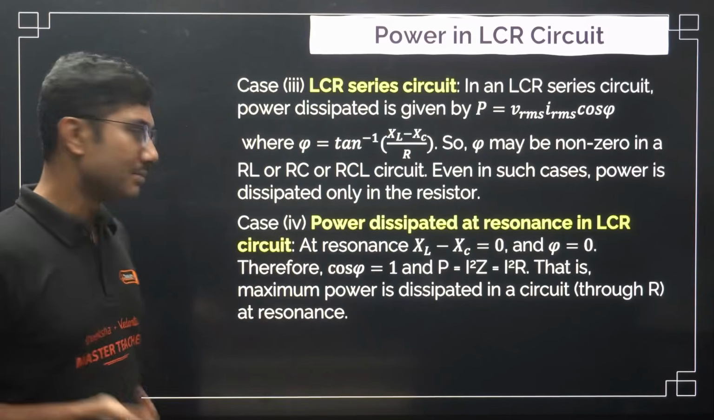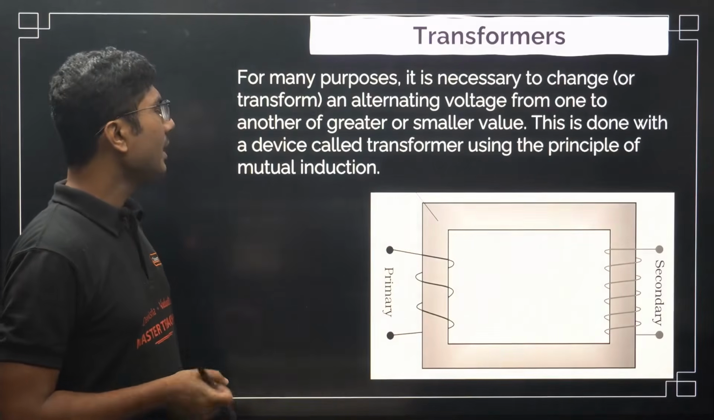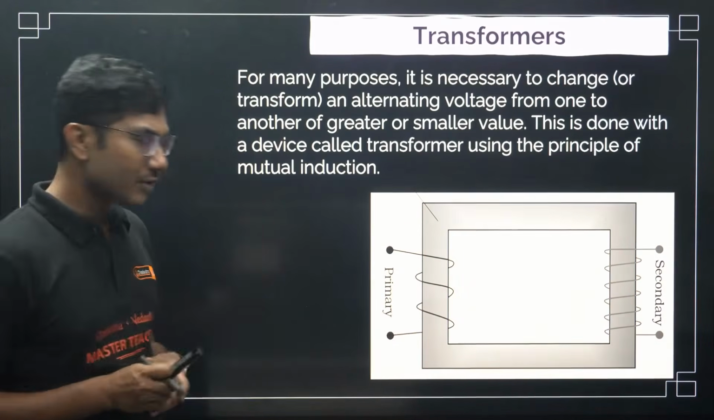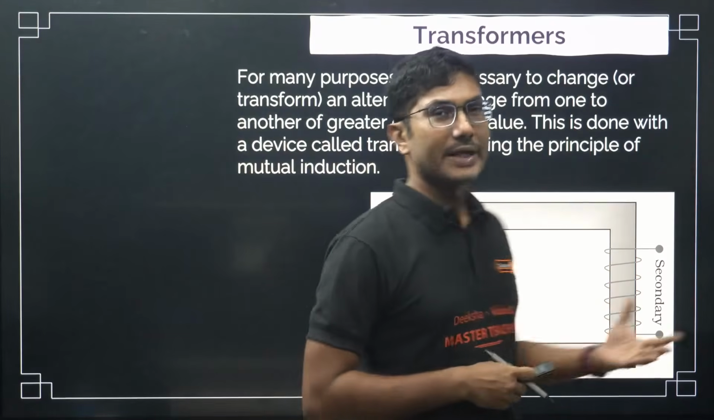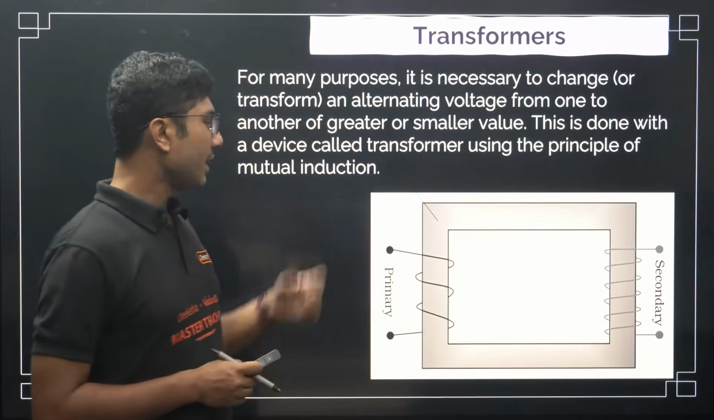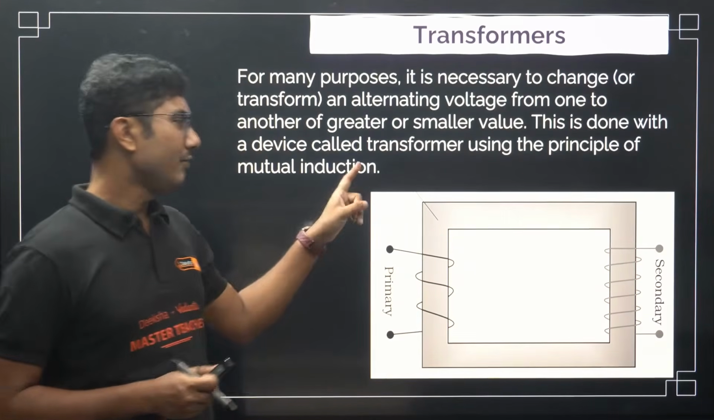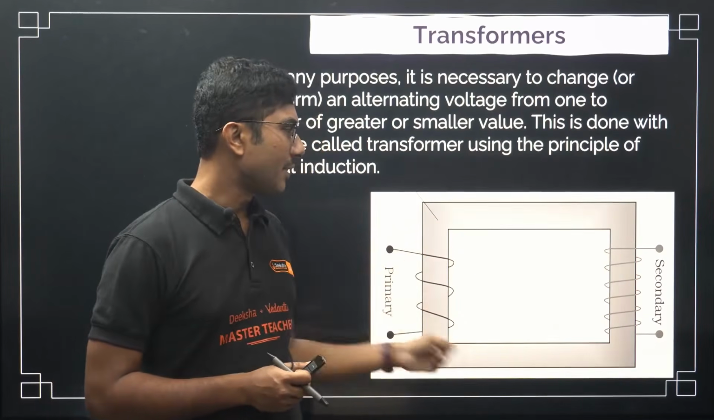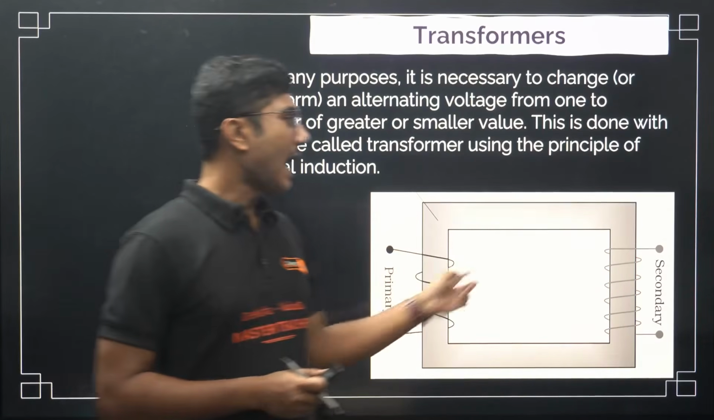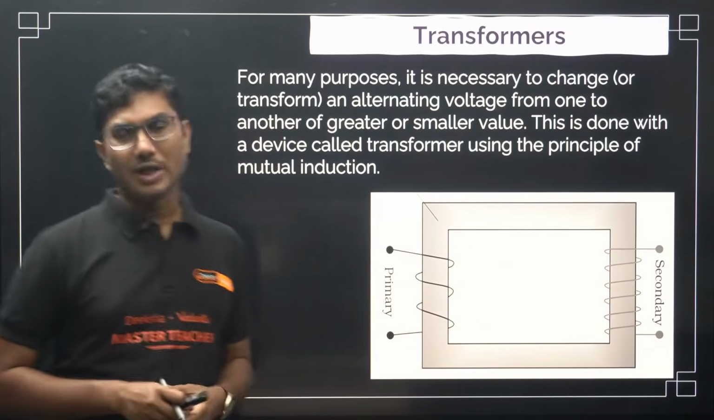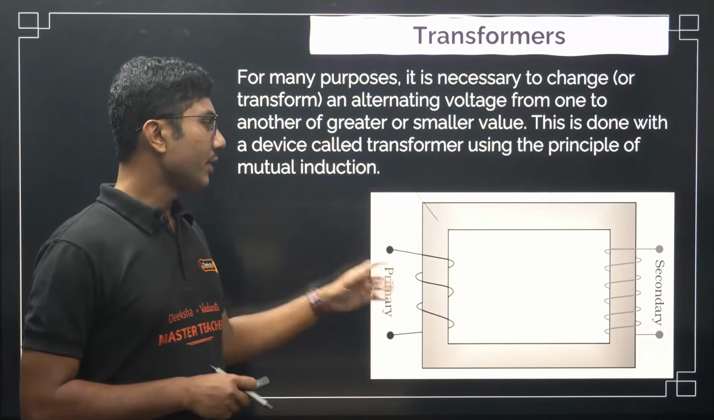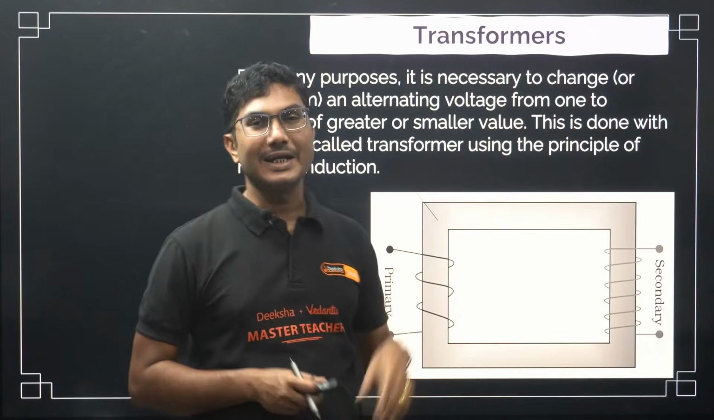power consumed in the circuit becomes maximum. Now let us look into the last concept of the day, that is transformers. Transformers are an application of electromagnetic induction that we have learned in our previous chapter. Here we have a frame-like structure. On one end of the frame we have the primary, and on the other end we have the secondary. Based on the nature of the transformer, the number of turns in primary and secondary varies.